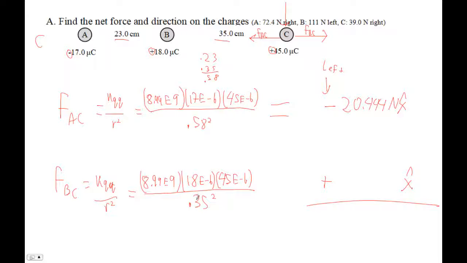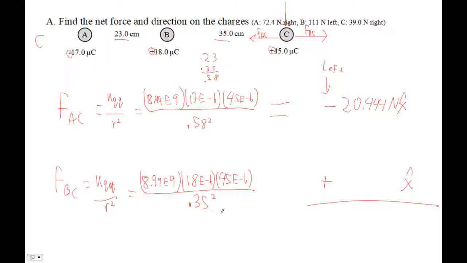Okay, so here we go. We're going to go 8.99 E9. Whoops, I definitely didn't do that. Let's see, E9, there we go. Times 18 E minus 6 times 45 E minus 6 divided by, and then the distance from B to C is just 0.35.